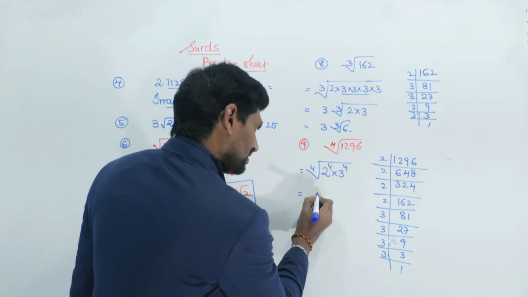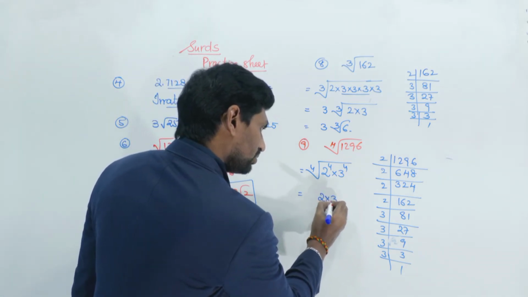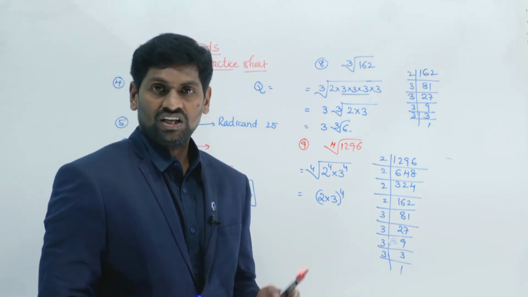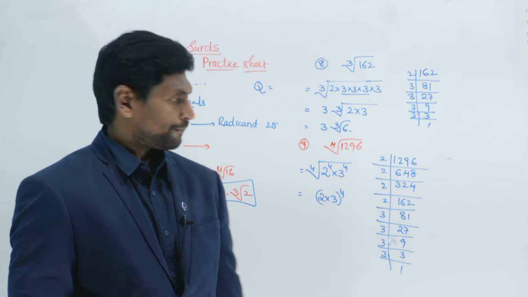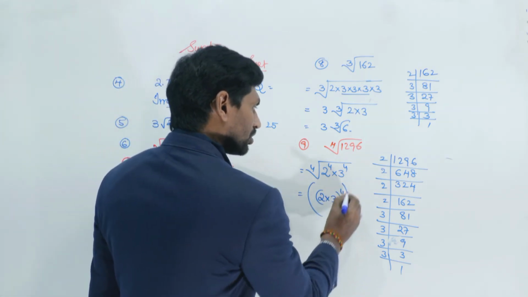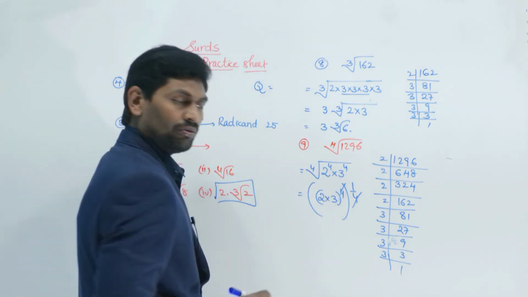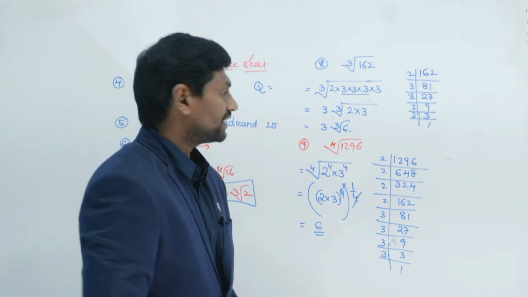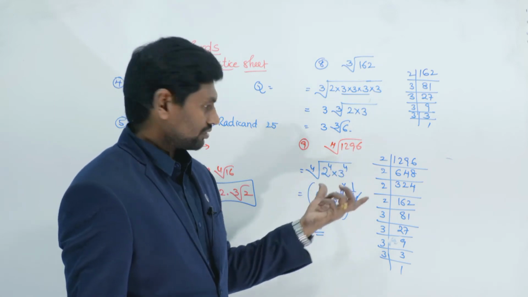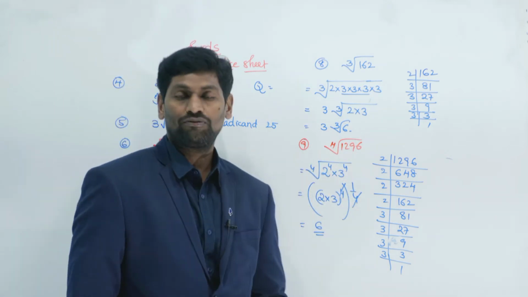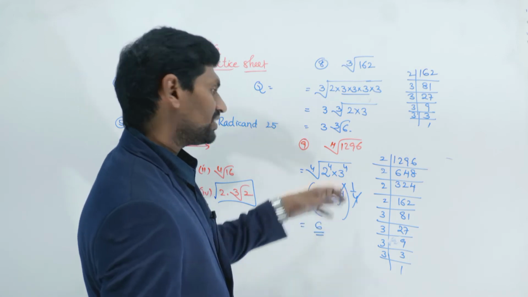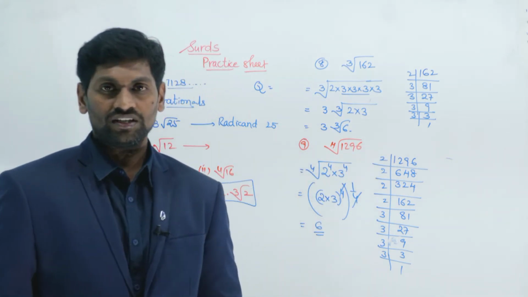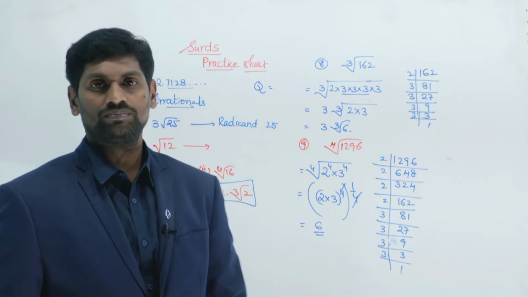While you are writing this as 2 into 3 whole power 4 by using the formula a power m into b power m is a into b whole power m. And 4th root means whole to the power of 1 by 4. So numerator 4, denominator 4 cancel. 2 3s are 6. This is 6 power 4, the value of this one. So we can cancel the fourth root and 6 power 4. Okay, this is the simplest form. Next.